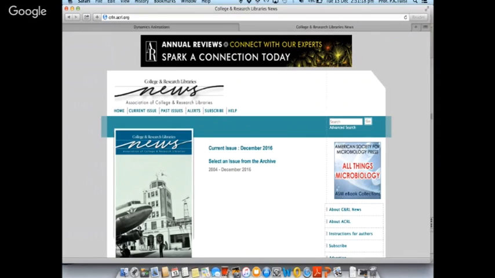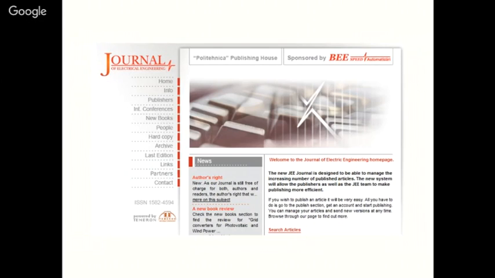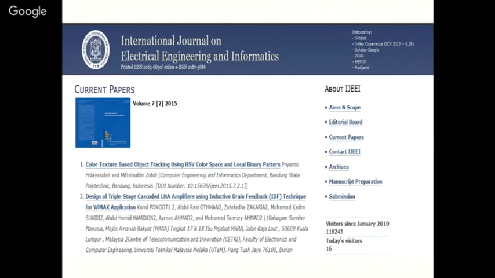Then you have annual reviews which are available. अब ये भी आपको online available and which you can access, and you can see during 1 year what has been done in that particular area, annual reviews. Then you have journals which provide you current information. Then you have all these international journals.